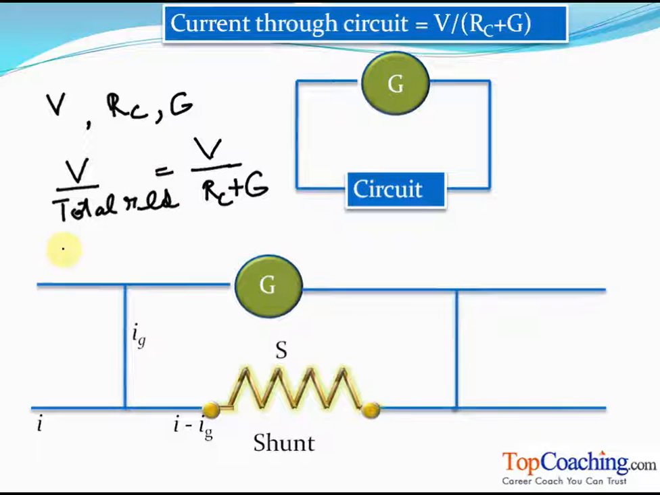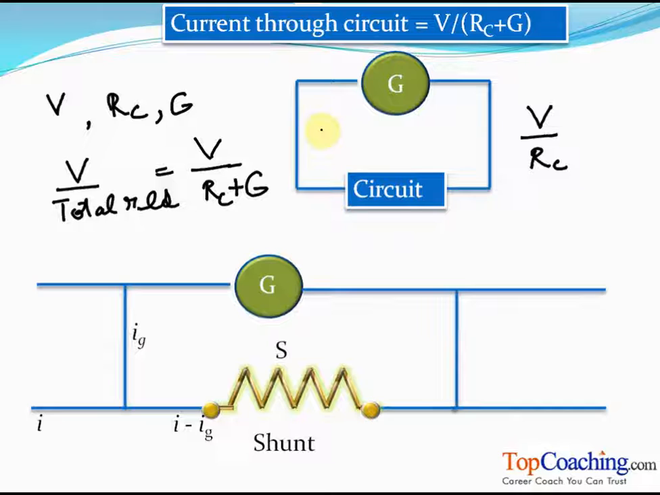Now the problem here is that this is the current that the galvanometer will detect, isn't it? And so the reading of the galvanometer will be proportional to this current. Now the actual current in the circuit when the galvanometer was not connected at all was V divided by RC, the potential difference across the circuit divided by the resistance present in the circuit. So the current has actually changed because of the presence of the galvanometer, and so the galvanometer reading will be wrong.